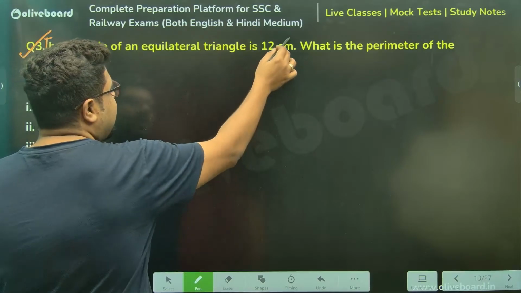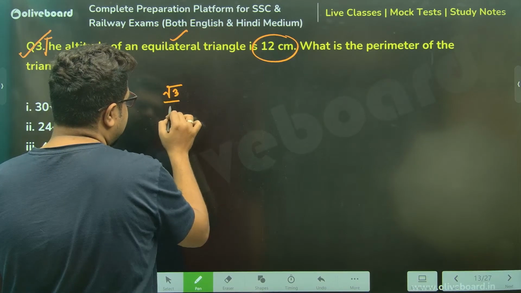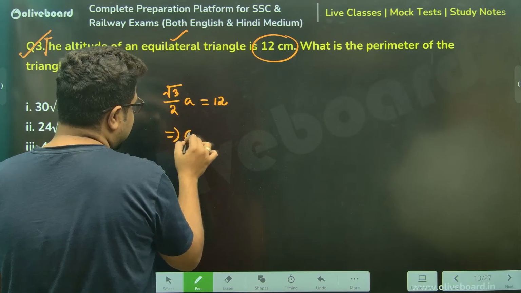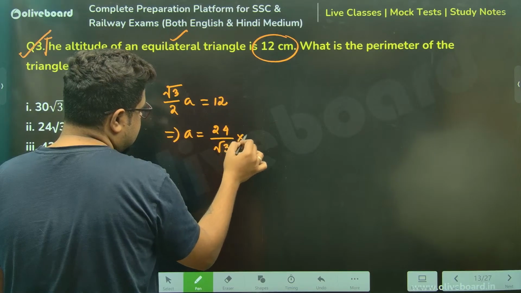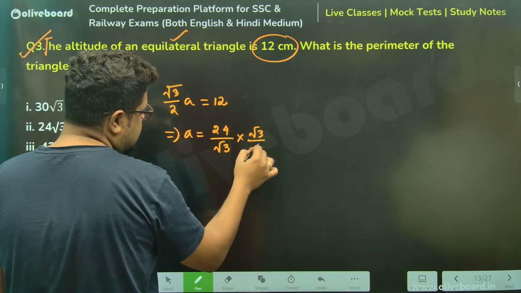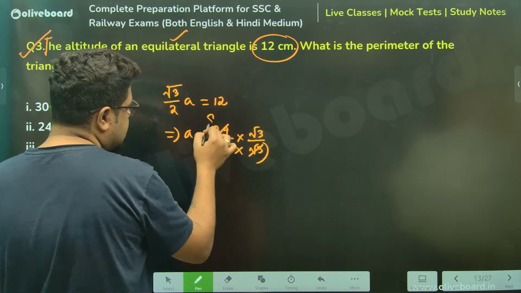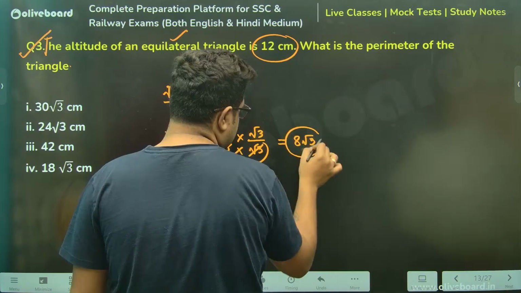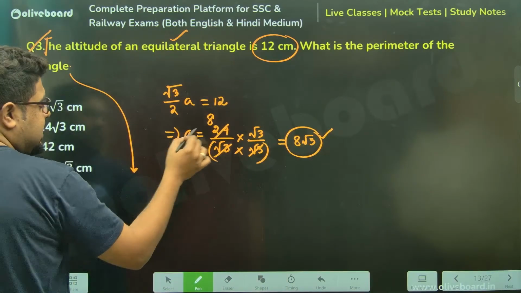Chalo. Altitude is given of an equilateral triangle, meaning root 3 by 2 into a, that is 12, sir. So a should be, sir, chalo, root 3 by root 3. This is root 3 into root 3, meaning 3. Correct? Perimeter will be what, sir? Perimeter is 3 into a.